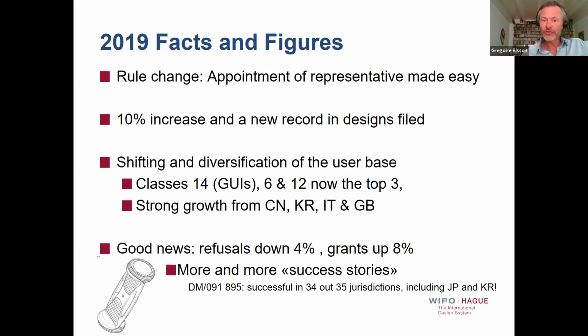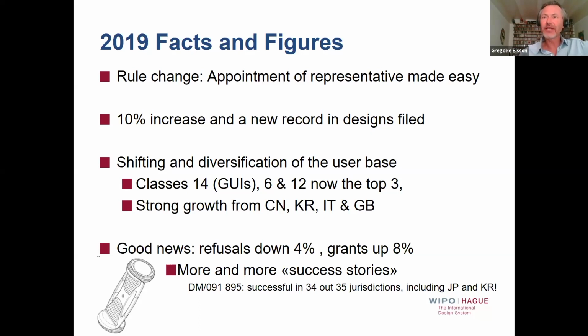Class 6 is, of course, furniture, and that is largely driven by solid usage in Europe. And class 12 is for vehicles, and that is still largely driven by solid usage in Europe, and apparently strong growth from France, but as well from Korea. And that allows me to move to the geographical sources of those filings in 2019. Whilst the top origin still was Germany, as it's been the case for years on, the countries from which we saw the strongest growth were China, Korea, Italy, and the UK.